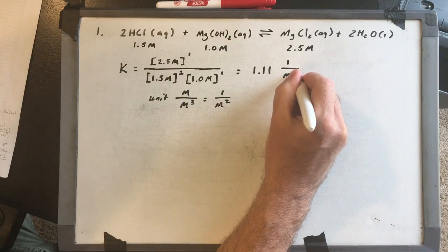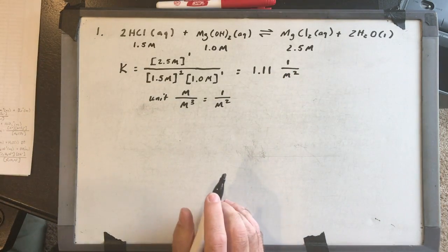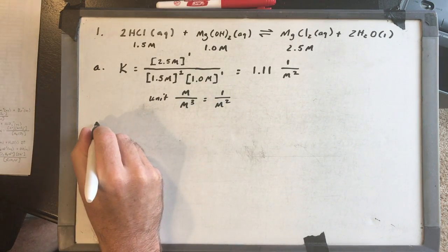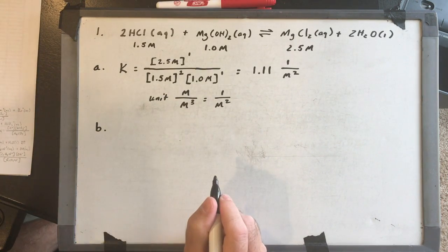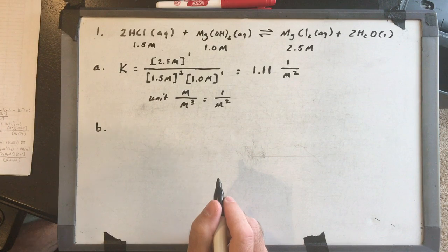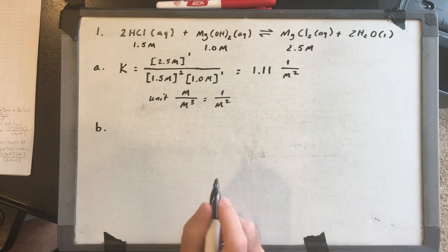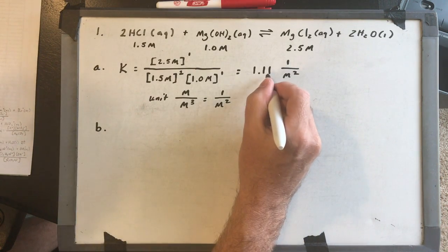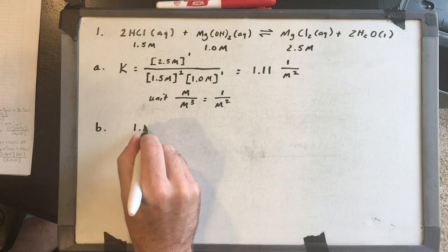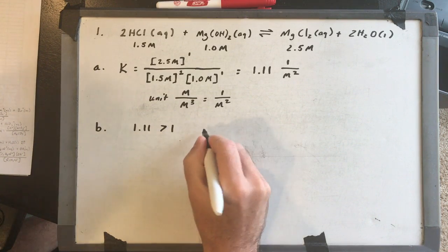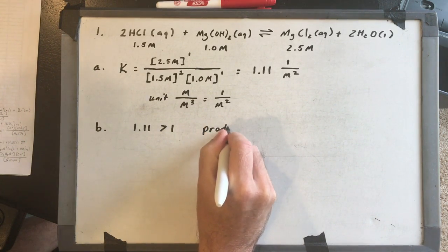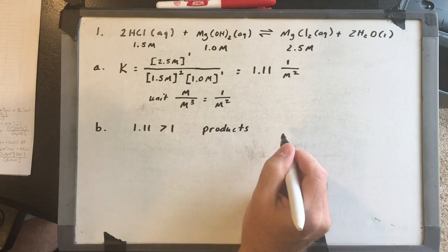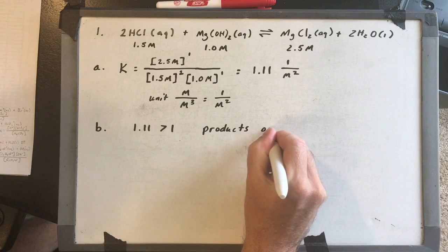Now I would have accepted it also asked part B of the question. So this is part A. Part B says, is this reaction weighted, the equilibrium weighted towards the products or the reactants? So it's greater than 1. So it's weighted towards the products, but only very slightly. So if you put products or neither, then I accepted that.